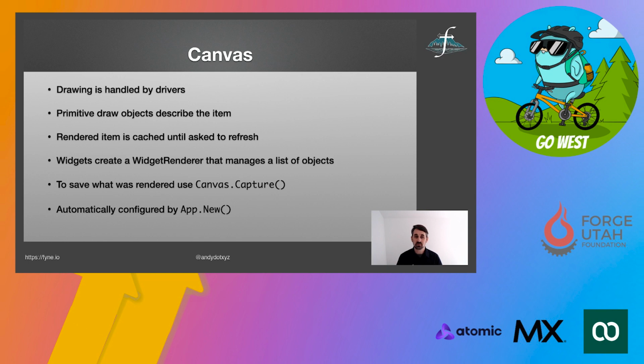Now that might all sound very complicated, but this is all going to be managed automatically for you. When you call app.new, it's going to explore the current runtime, see what's available on the system, and wire up the correct driver and canvas capabilities so that your applications just run, and you can forget all about this information and just write your application.